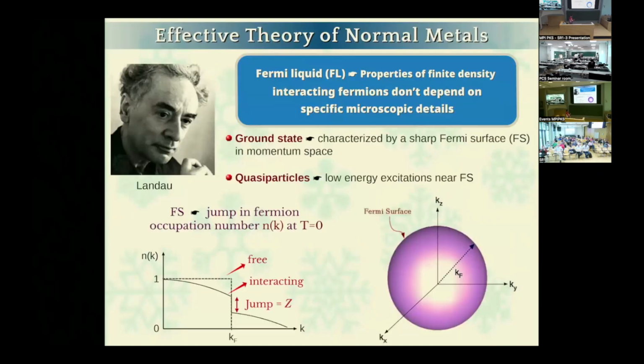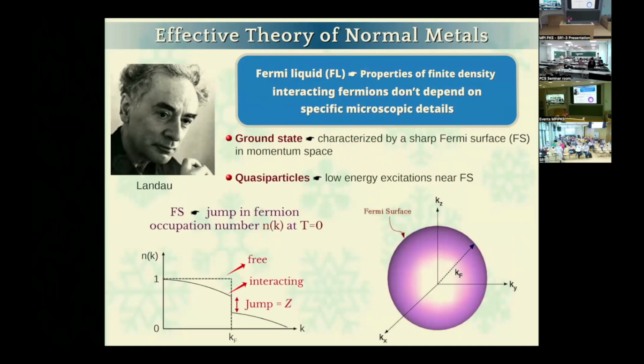To understand strange metals, let us review what we know about normal metals. This can be explained very nicely theoretically with the help of Landau's Fermi liquid theory. Landau observed that if we take a finite density of electrons, then their properties do not necessarily depend on the details of the microscopic systems that we might choose to study. So broadly, we have two properties.